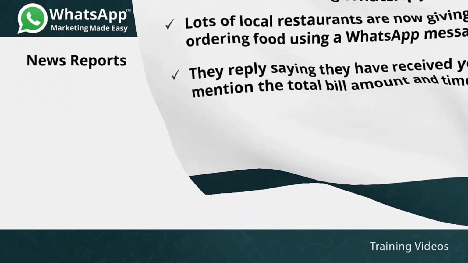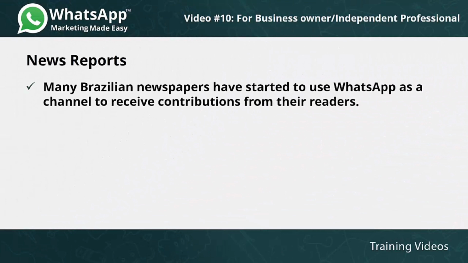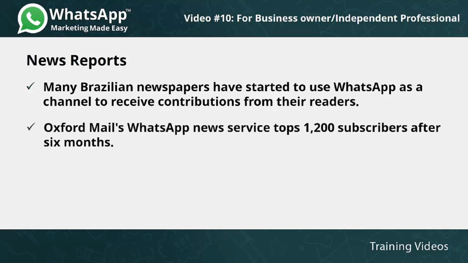News reports. Many Brazilian newspapers have started to use WhatsApp as a channel to receive contributions from their readers. Images, audios, and videos sent through the app have also been used in published newspapers, TV, and the Internet. Other newspapers are using WhatsApp to deliver reports. Oxford Mail's WhatsApp news service tops 1,200 subscribers after 6 months. This chat app gets more clicks on story links than email or Twitter services, according to the paper's head of content. The local newspaper launched the service in mid-2014, and as of January has 1,265 subscribers across different threads.